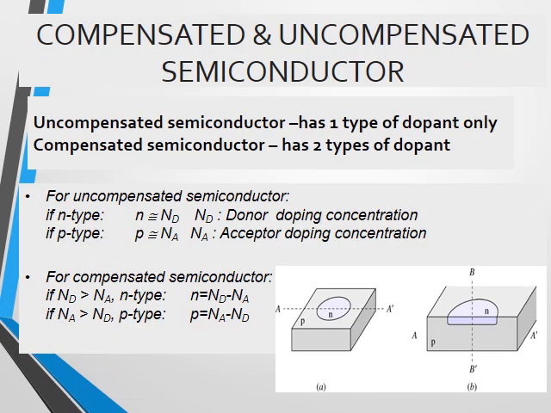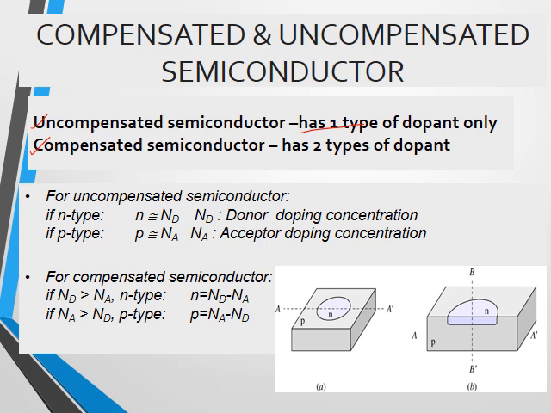We have learned that extrinsic semiconductor is a type of semiconductor that has impurities intentionally added in it to increase the conductivity. Extrinsic semiconductor can be divided into two types, which are compensated and uncompensated semiconductor. Uncompensated semiconductor has only one type of doping. It is either donor dopant or acceptor dopant. Donor dopant will create n-type semiconductor and acceptor dopant will create p-type semiconductor.